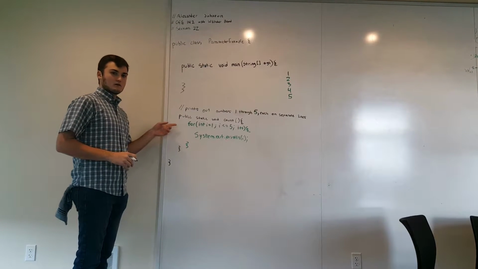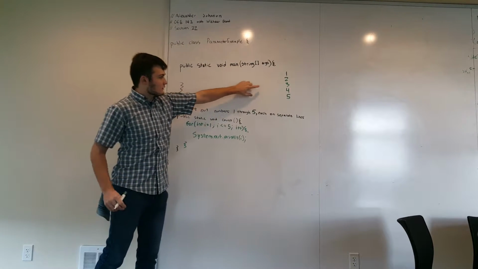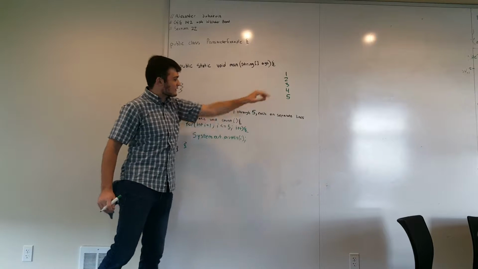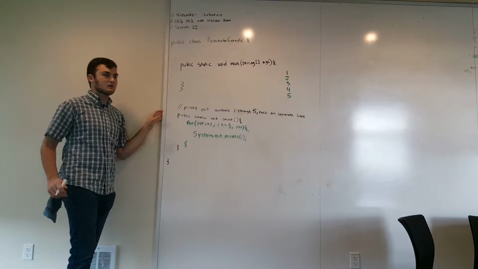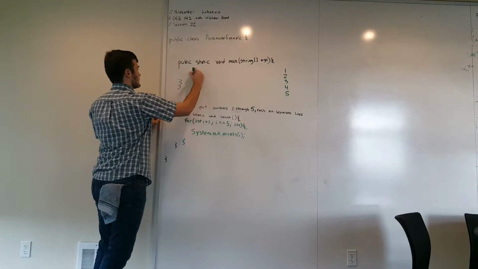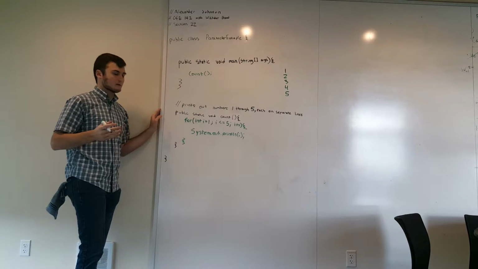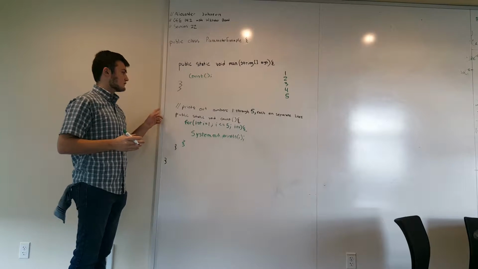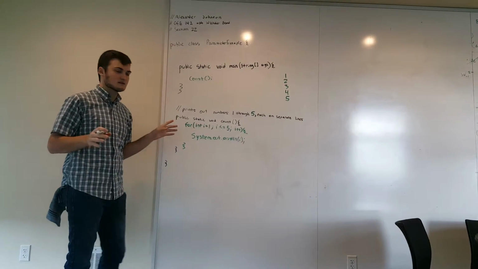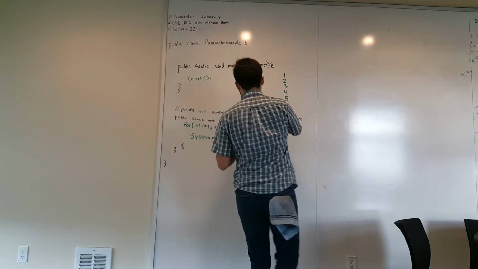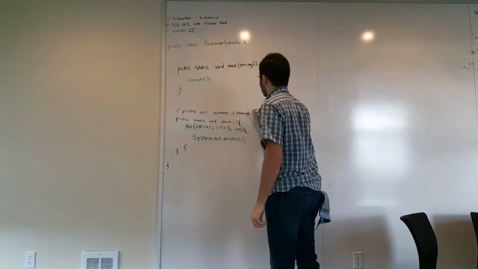And that would be able to produce this output right here that was detailed in the comment above. So what we do is we call it in the main method, and then that's what it would print. But what if instead I asked you to print out numbers 1 through any int n that I told you to print? How would you do that?